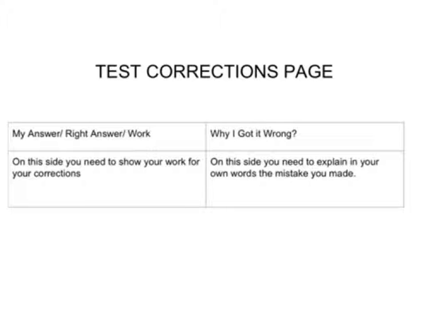Now you do need a sheet of paper. Make sure that you divide it into 2 columns. Make sure you put test corrections and 6.4H on the top. That way we know which test you're correcting. And make sure that you write on the top of the column the correct answer or showing work, and then on the other side why you got it wrong. So make sure that you're explaining for every problem why you got the answer incorrect.